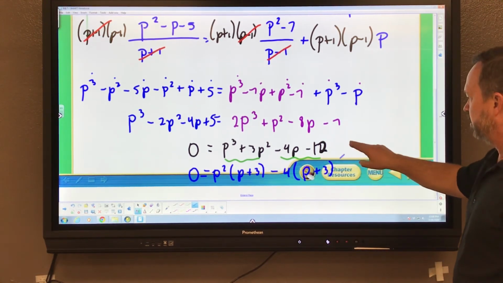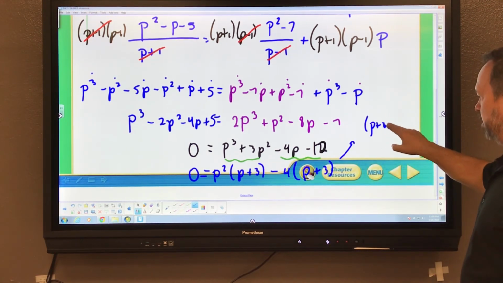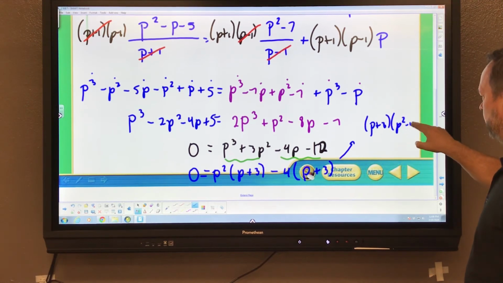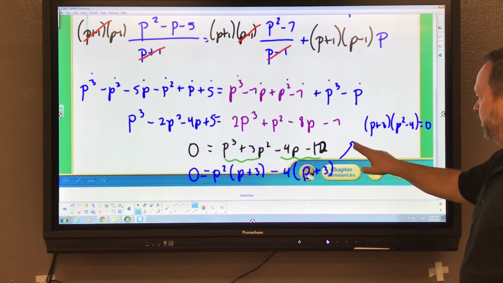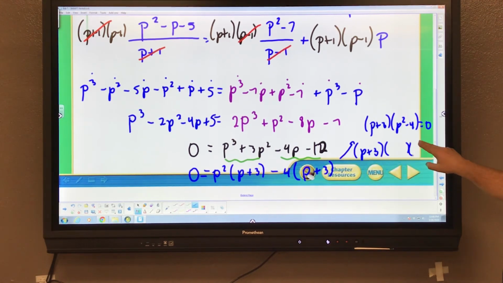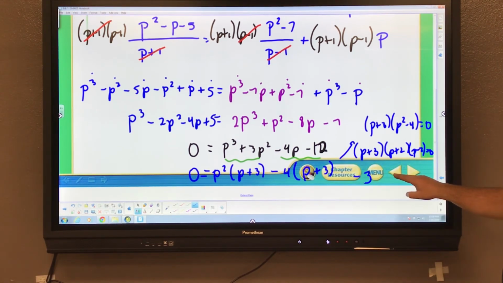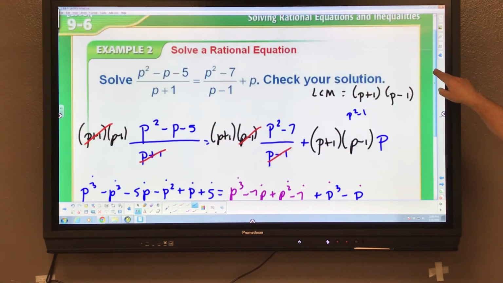So just taking a little course here, I've got the p plus 3 and the p squared minus 4 equals 0. But what is the p squared minus 4? You're right, it's the difference of squares. I'm really small here, I know. So the difference of squares factors as p plus 2, p minus 2. So you can see that I got a negative 3, and I got a negative 2, and I got a positive 2, and those are my 3 answers for the zeros.